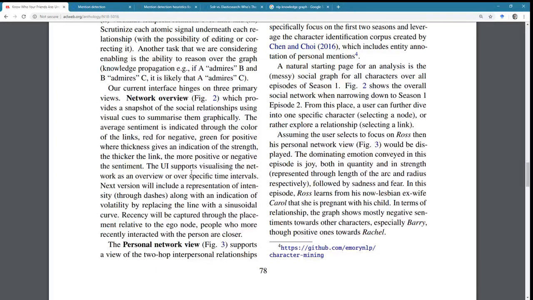The UI supports visualizing the network as an overview or over specific time intervals. That's really nice. Next version will include a representation of intensity through dashes, along with an indication of volatility by replacing the line with a sinusoidal curve. So if the relationship is volatile, the line will be wavy. Recency will be captured through the placement relative to the ego node. People who are more recently interacted with the person are closer.